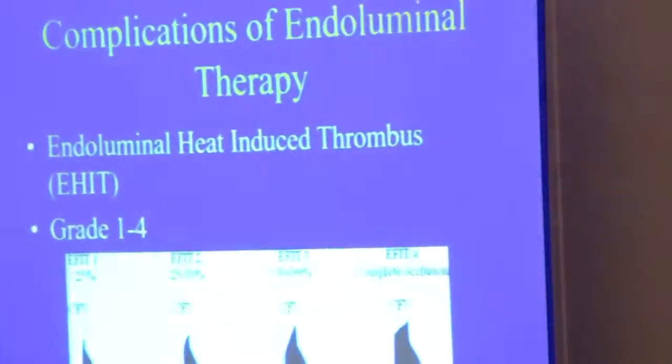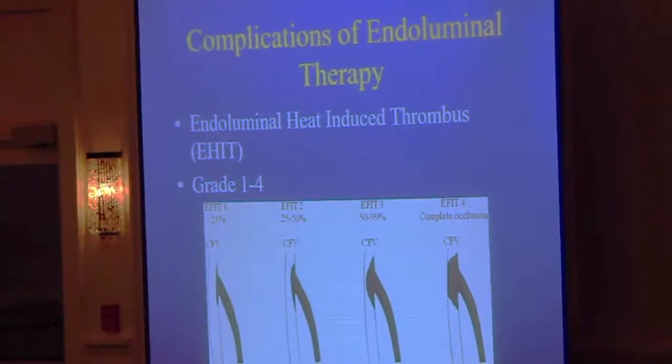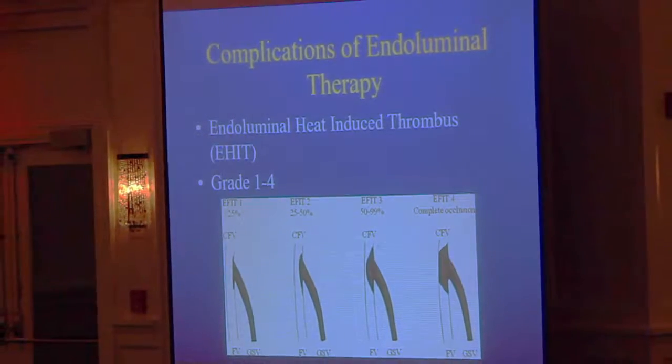I'm going to jump ahead a little bit for time. You can go to slide 51. Got one right there. This is the worst complication of the endoluminal therapy. It's called endovenous heat-induced thrombosis. There's not a high rate of DVT, but we see these clots migrate through the saphenofemoral junction, and we'd be concerned about DVT in these patients.